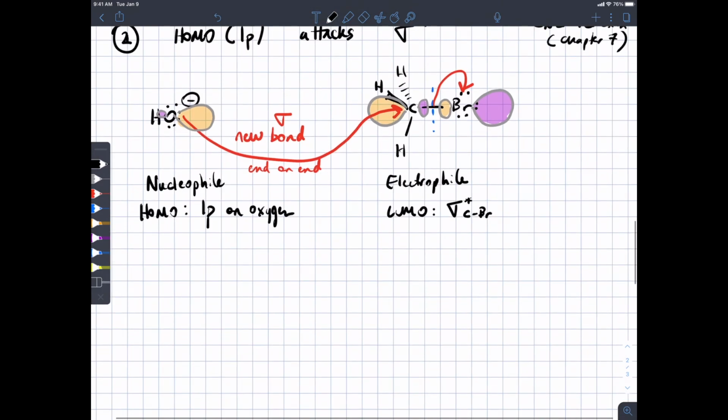So the product of this reaction is, here's my new sigma bond, and here is bromine that just left. All right. Now, these are the products that we observe.